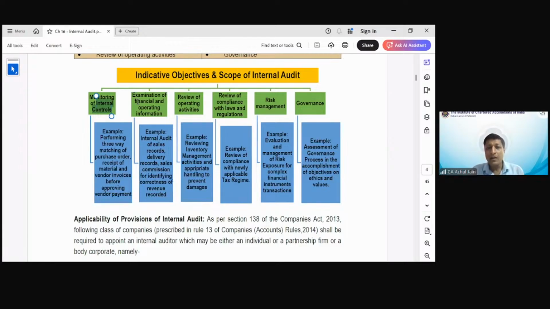Somebody is required who will look into the operational aspects as well, and whose scope will not be limited to only the compliance or the assurance. Who will go beyond that? Who will get into more of an advisory role? What is the meaning of advisory? Advisory means you will do something which is beneficial for the company, which is more of a value add for the company. Correct? So that's where another audit is required, that is called internal audit.